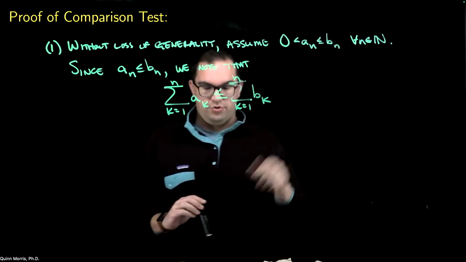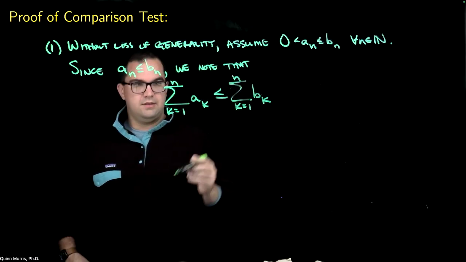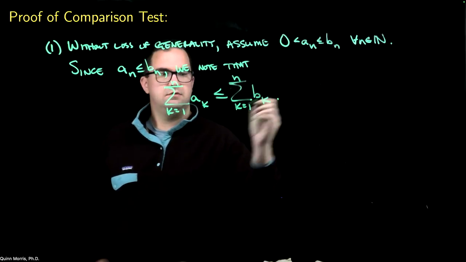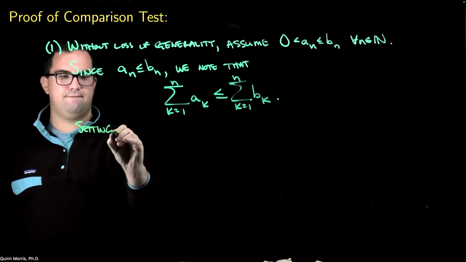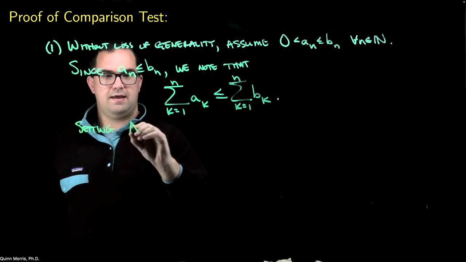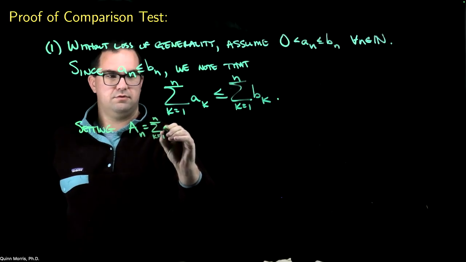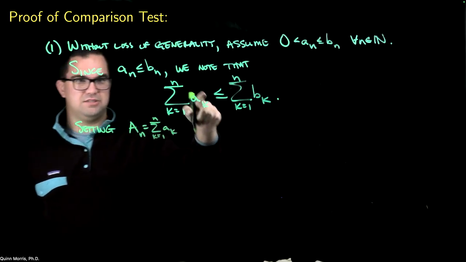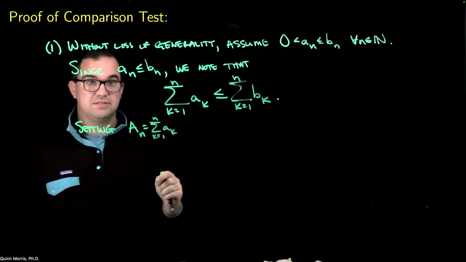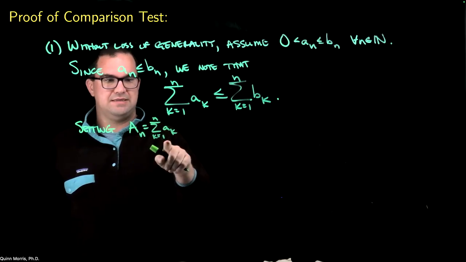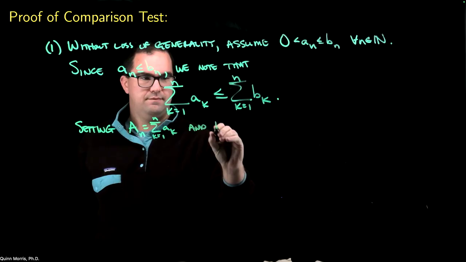Because each of the individual terms is less than or equal to. But notice that, setting AN to just be this, so this thing on the left, this is really the nth term in the sequence of partial sums, right? So this is my sequence of partial sums for A.